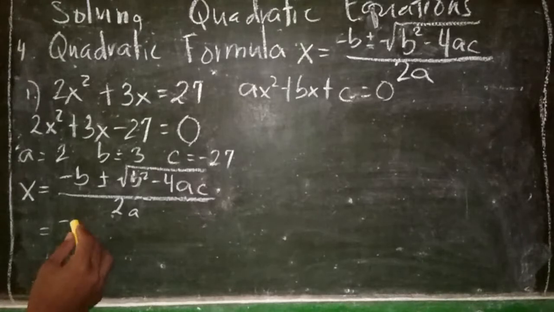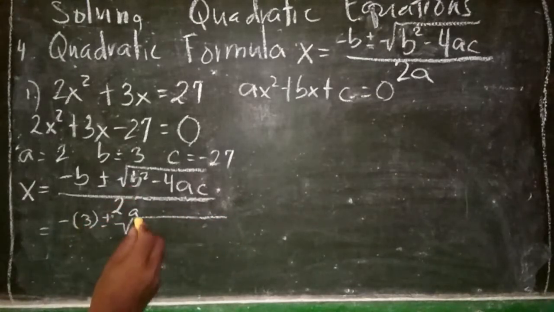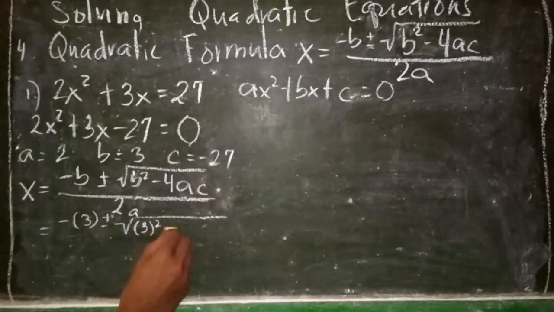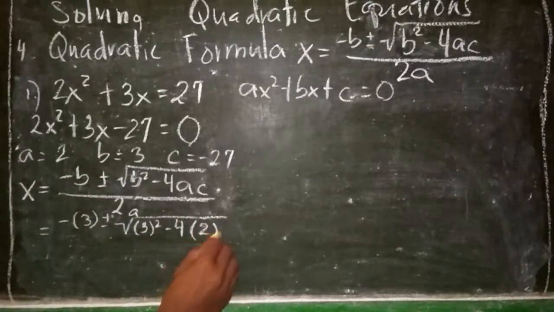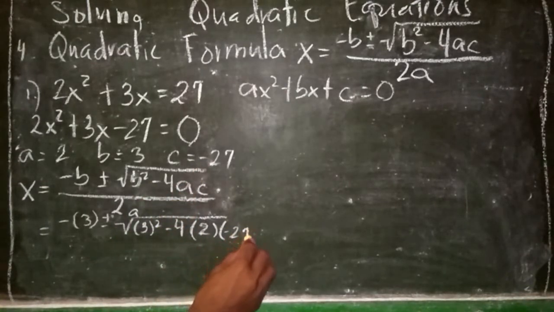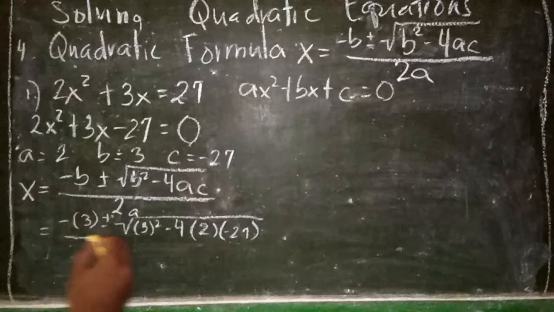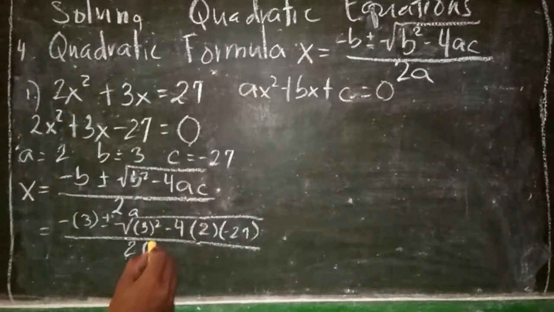Okay. So, let's now substitute the values of a, b, and c sa ating formula. So, negative, the value of b, 3, plus minus square root of, okay, yung b natin, 3 square minus 4 times, ano yung a natin? 2 times the value of c, that is negative 27. All over 2 times, what is the value of a? Okay, 2.